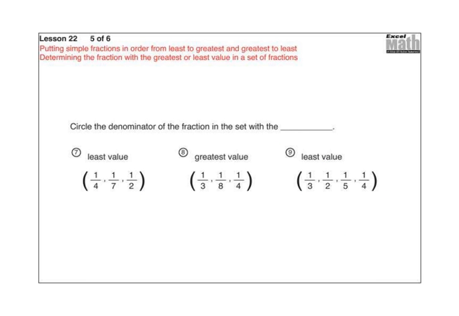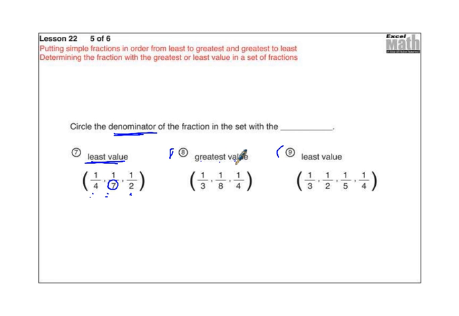Circle the denominator of the fraction in the set with the least value. Which one of these is the least value? You circle the denominator. And by the way, when you do the guided practice and the homework side, you're always going to use that number alone in the check answer. So we'd circle the 7 as the least value out of these 3 fractions. Go ahead and pause the video, do 8 and 9, turn it back on when you're ready to see the solution.